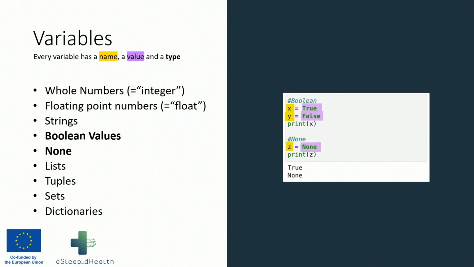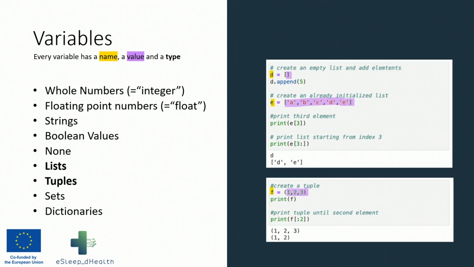And let's move on to two bit more complex types. The first is a list. So you can see in the top, the name of the list is D, and it equals bracket open, bracket close. And this would be an empty list.